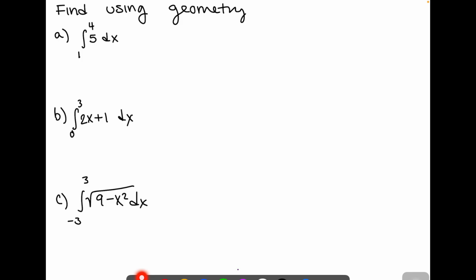Now, because definite integrals represent area under the curve, as long as the function values are greater than or equal to 0, if we have simple shapes, we can actually use geometry to compute definite integrals. And I want to show you a couple examples of that. Let's find the integral from 1 to 4 of 5.